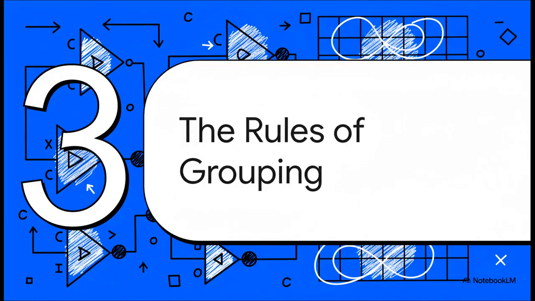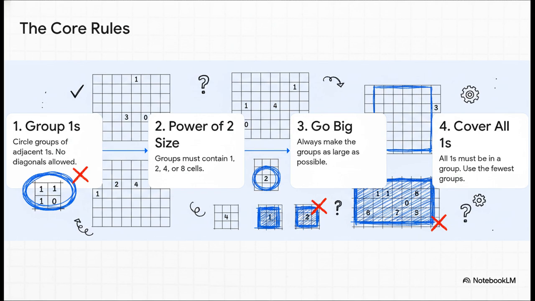Okay, now for the really fun part, actually solving this thing. To do that, we need to know the rules of the game. So let's check them out. The rules are actually pretty straightforward. First, you can only group ones that are next to each other. Second, your group sizes have to be a power of 2, so you can have groups of 1, 2, 4, 8, and so on.